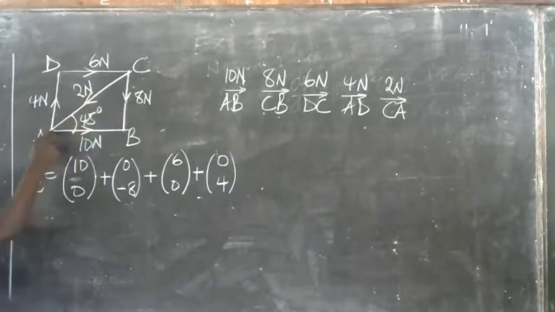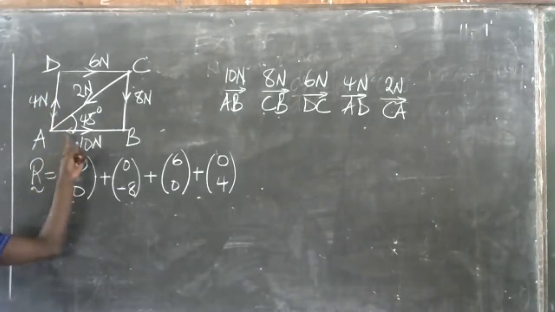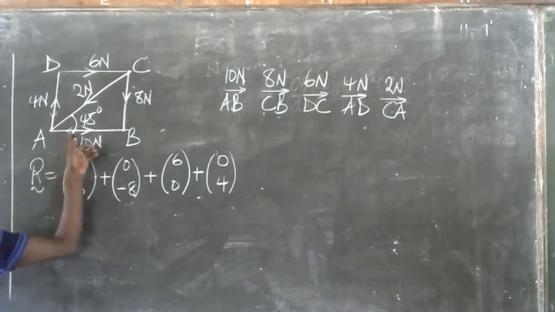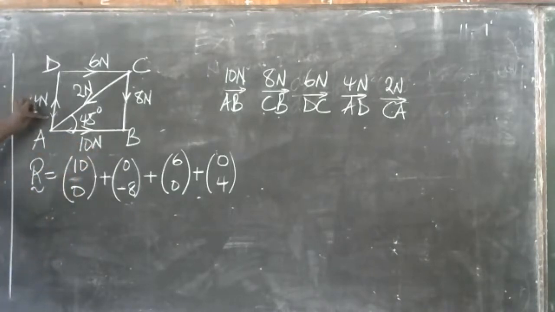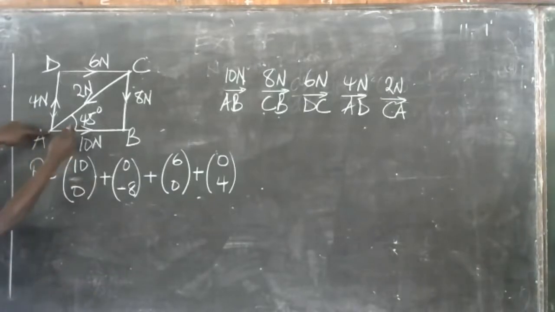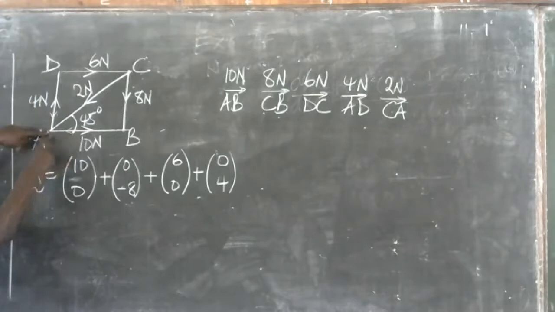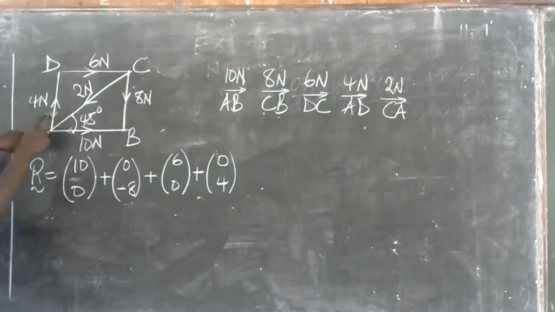Now the 2 newton force is moving towards the point A, meaning that its components should also move towards that same point. Towards the A, the horizontal component will do this, and the vertical component will do that. So that means the x is negative and y is negative. The horizontal component towards the A is negative, and the vertical component towards the A is also negative.